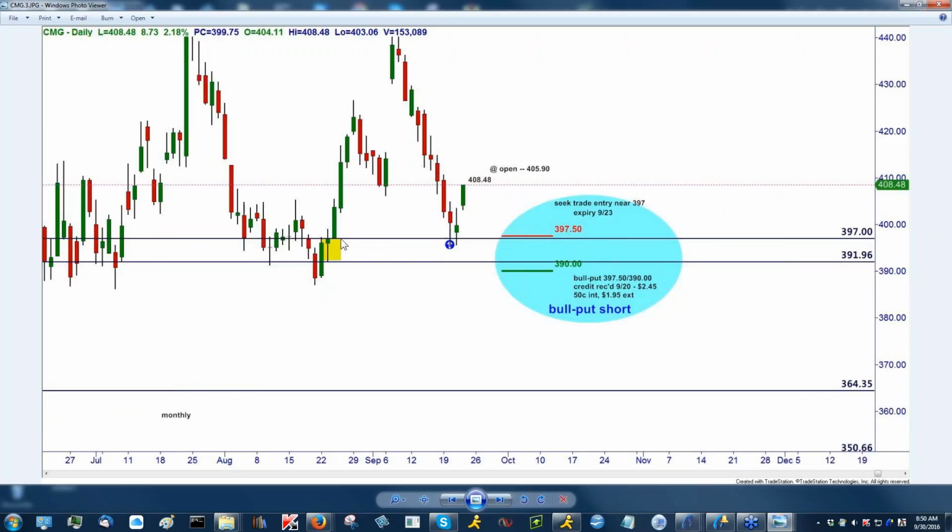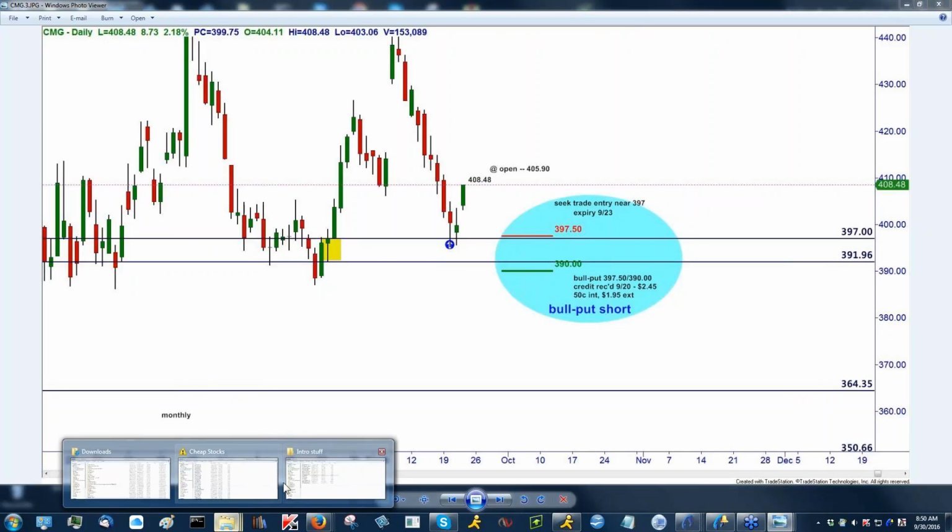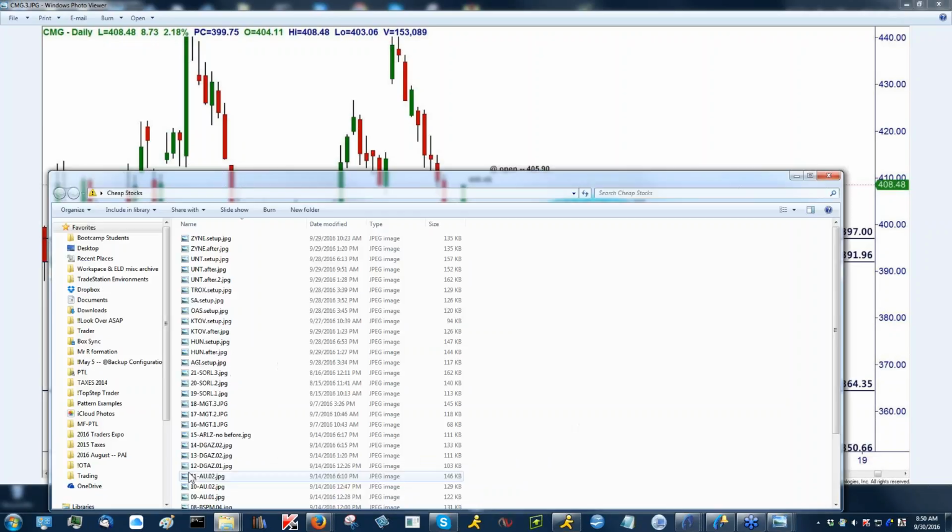When price returned to this level, there was presumably that demand imbalance that was still left at the yellow box, and that's where it continued up. So that's essentially what we're looking for. This works on a day trade basis. This works intraday.